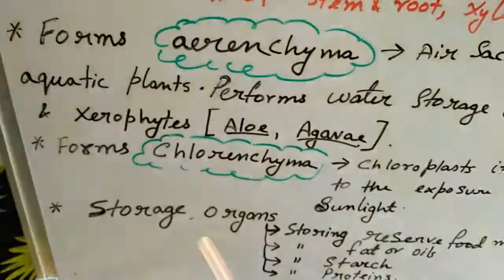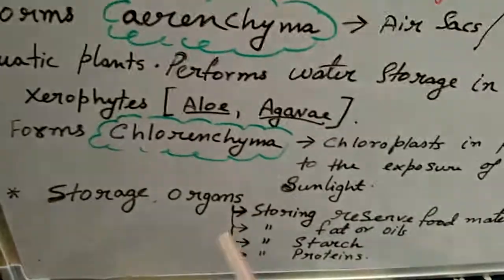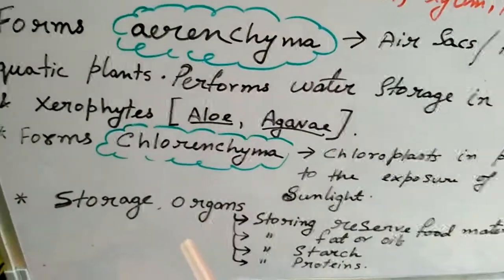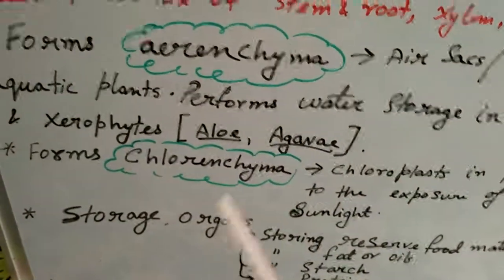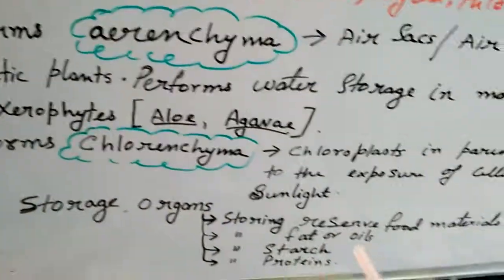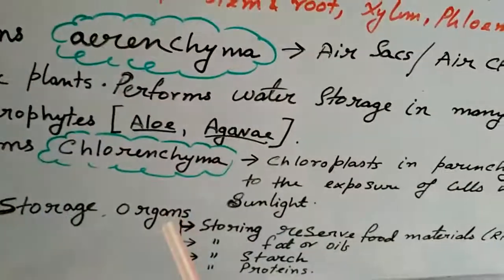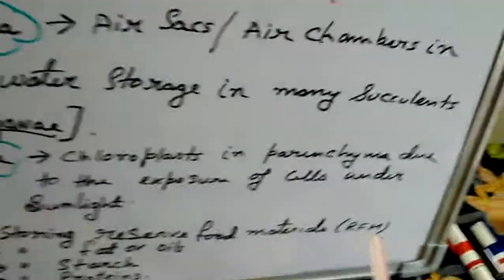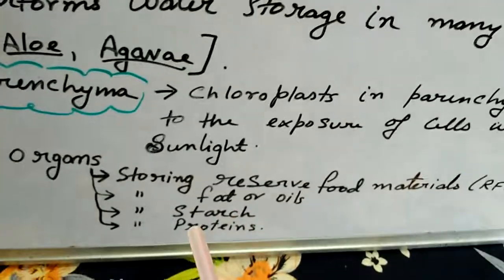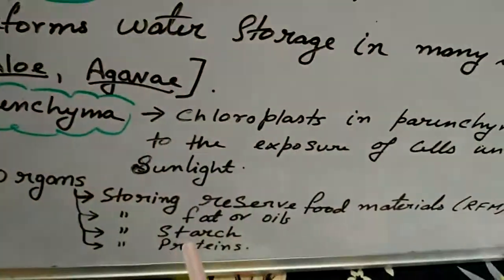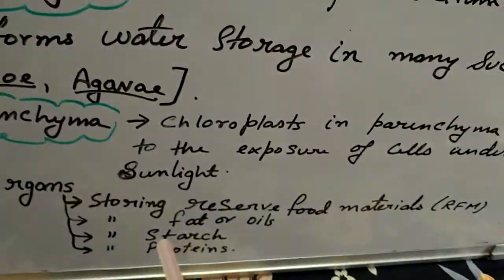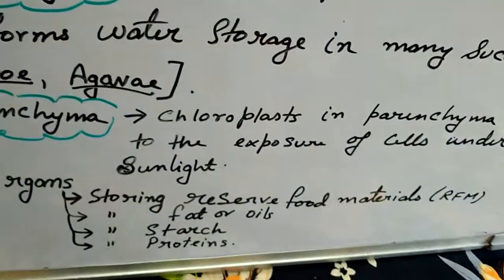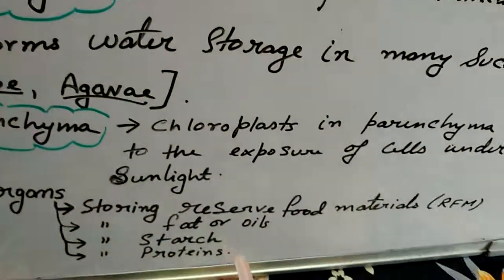Other functions of parenchyma are storage. So parenchyma is nothing but storage organ or storage organs, and parenchyma stores reserve food materials, RFM, reserve food materials, also stores fat and oils, stores starch or glucose, and stores proteins.